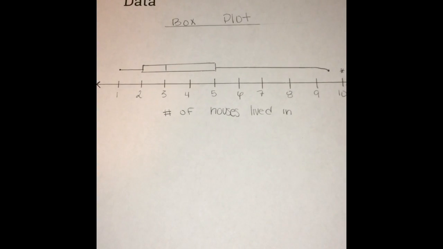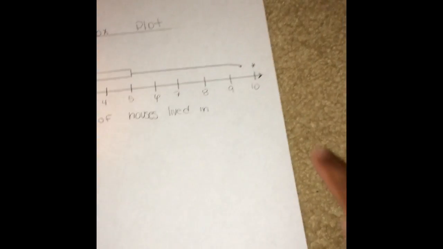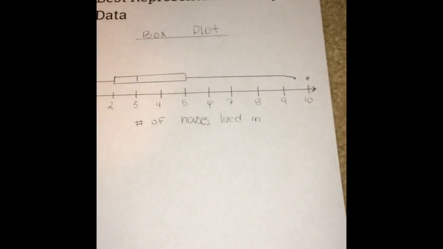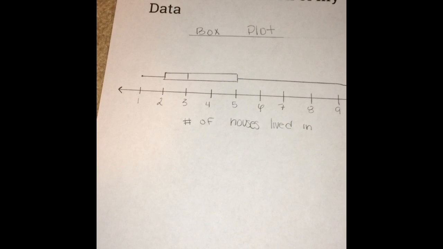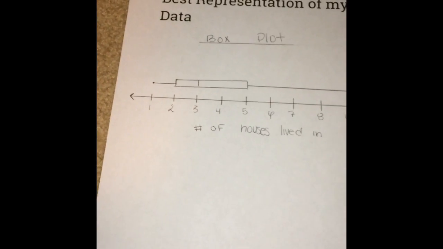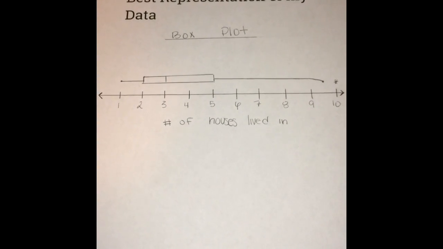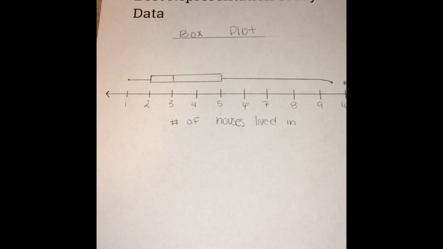The best representation of my data is the box plot because of the easy way to see the outlier 10. The best measure of center is the median because of the outlier, and the best measure of spread is IQR because that is where almost every number lies.